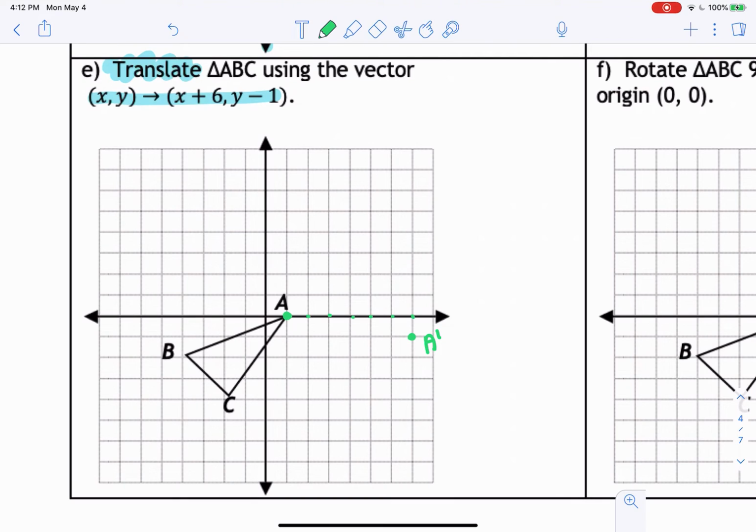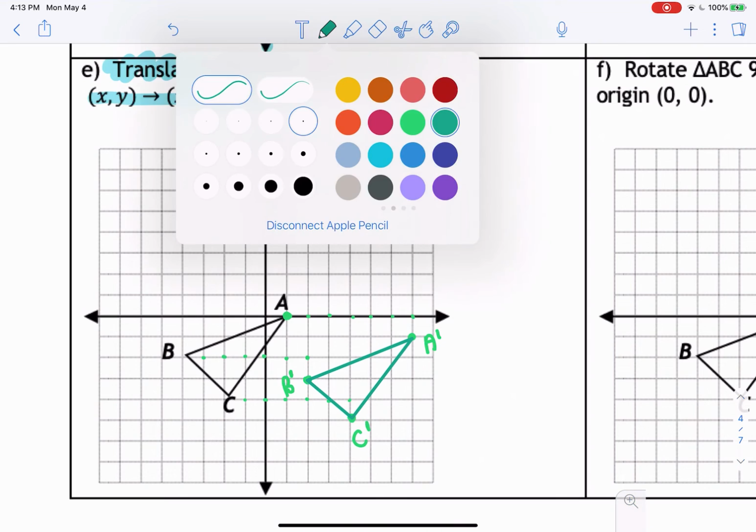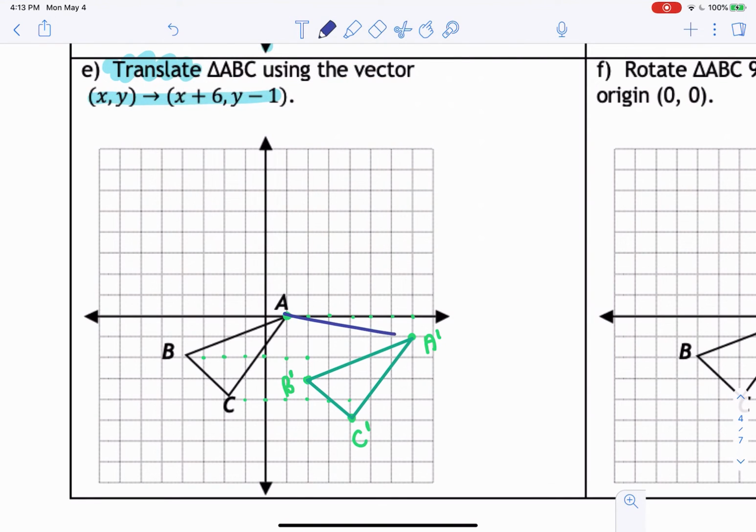Again, repeat for B and C. 1, 2, 3, 4, 5, 6, down 1. B prime. Same thing for C. 1, 2, 3, 4, 5, 6, down 1. C prime. Just like we did before, connect your primes. And we do want to include drawing in a vector to show that translation movement.